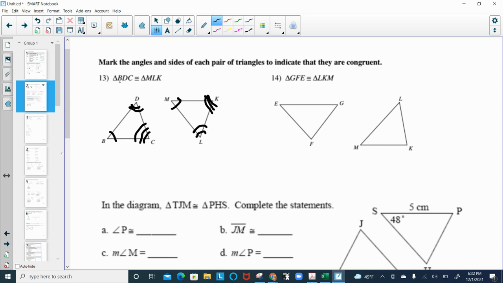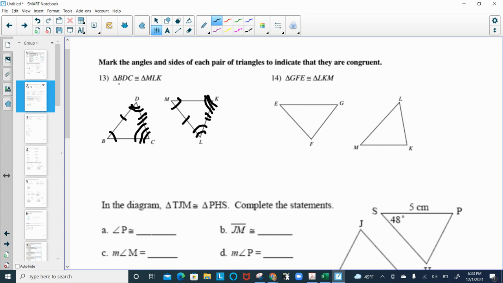So for example, if I looked at B and D, those are the first and second letters. That would represent this side. If I go over to the other triangle and I look at ML, that would be the congruent partner. So I would put a tick mark there and a tick mark on M to L. Then I would look at the next 2 letters, the D and the C, and give that 2 tick marks. DC has a congruent partner with LK.